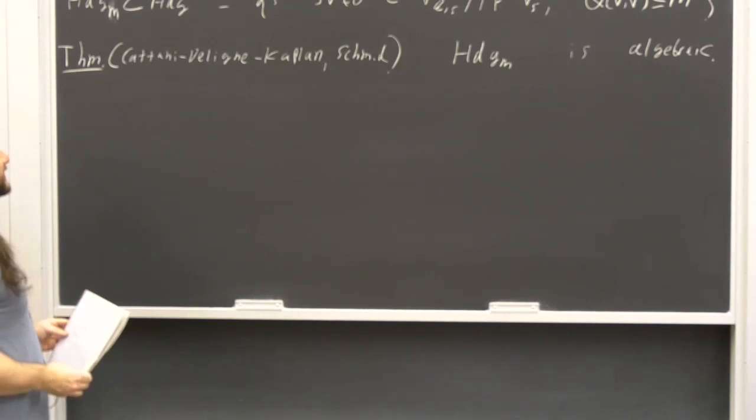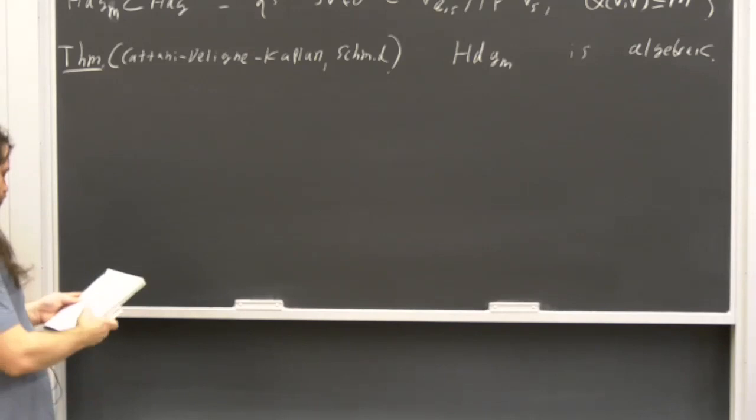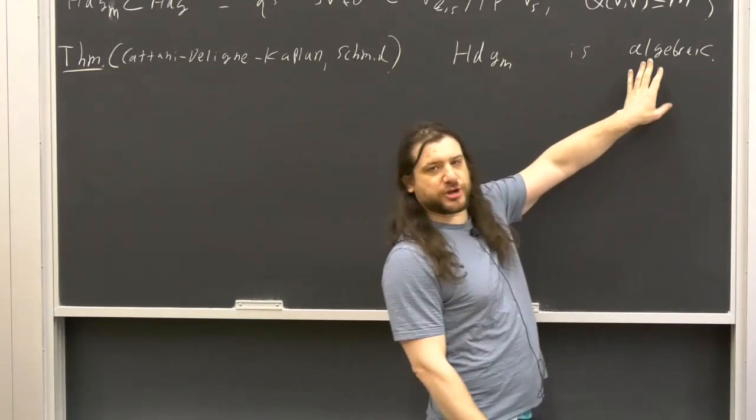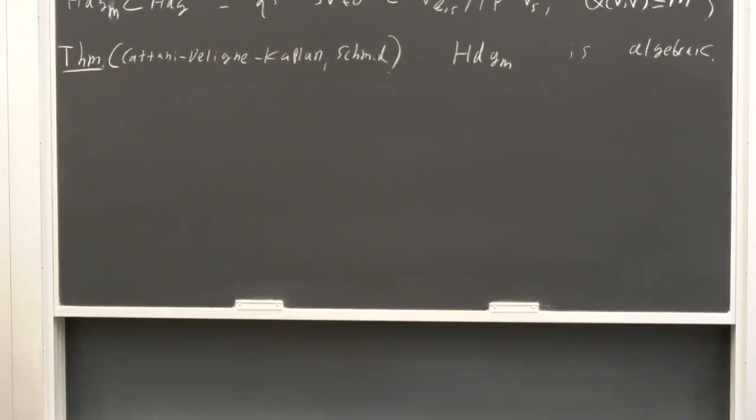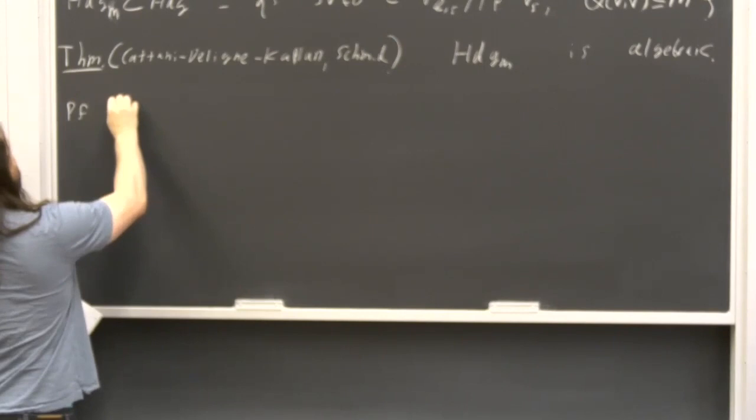Okay, so what I want to do is explain a proof of this, a pretty quick proof, using the statement that period maps are definable. So first, let me explain a proof in the compact case.